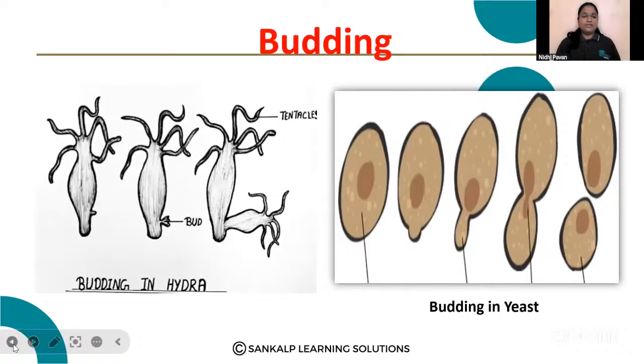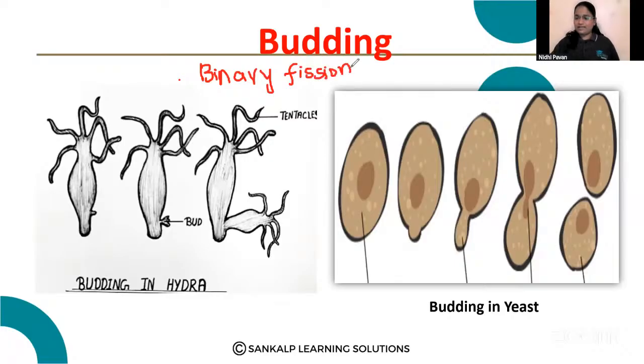Okay. So can anyone tell me, can anyone give me an example for binary fission? Can anyone give an example for binary fission?